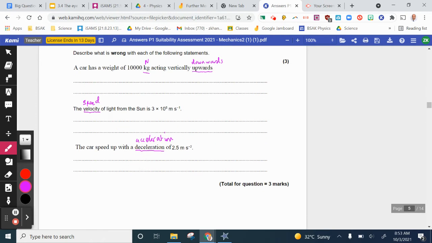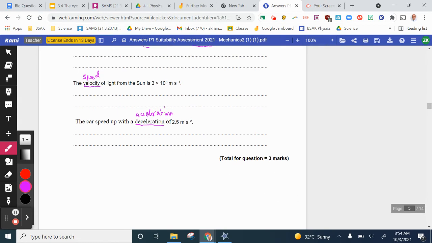The second statement, it says the velocity of light is 3 times 10 to the 8 meters per second. Velocity has a directional property, but speed is a scalar with no direction property, and that is the correct term to use here. So the speed of light from the sun is 3 times 10 to the 8 meters per second. And finally, the car speeds up with a deceleration of 2.5. A deceleration signifies the car is slowing down. So if it's speeding up, it's an acceleration.